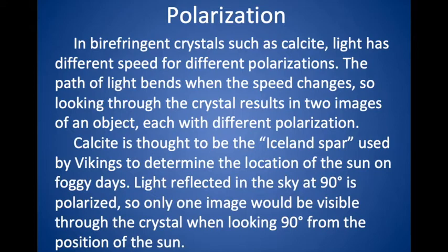One crystal in particular, which is a type of calcite, was used by the Vikings to locate the position of the sun in the sky, even through fog. And the way that was done was that the light that's reflected from the sky at 90 degrees is polarized. So you can figure out what direction is 90 degrees from where the sun is.